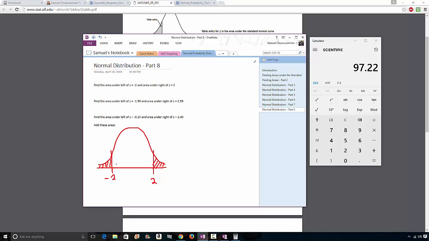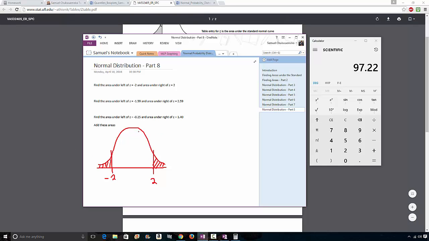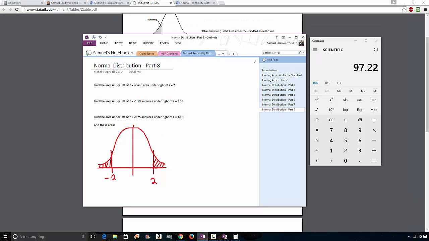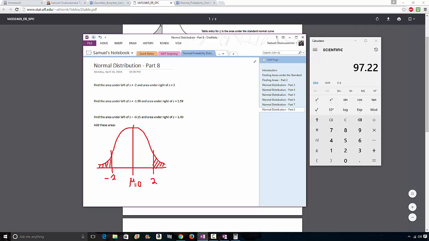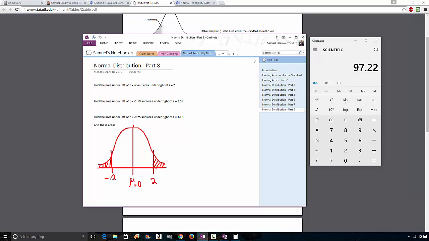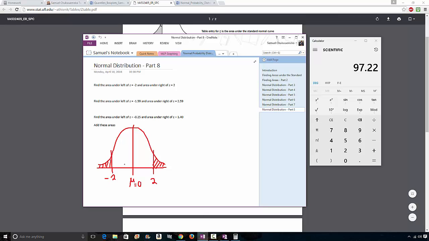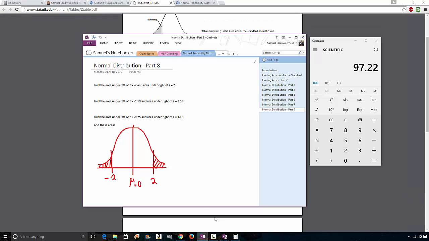And of course, this area is going to be equal to this area, because this is -2 here and this is 2. This is symmetrical about the mean. That's one of the properties of the normal distribution table. It's symmetrical about the mean, and for a standard normal curve, the mean is 0. Let's now find for z to be -2.00, and once we find it, we multiply by 2 right away.